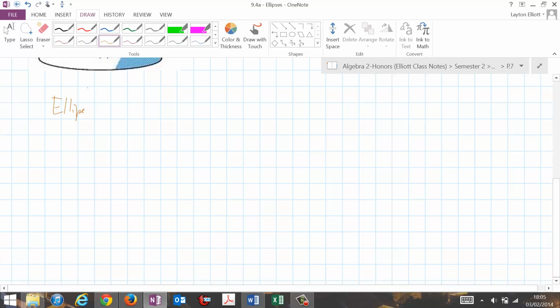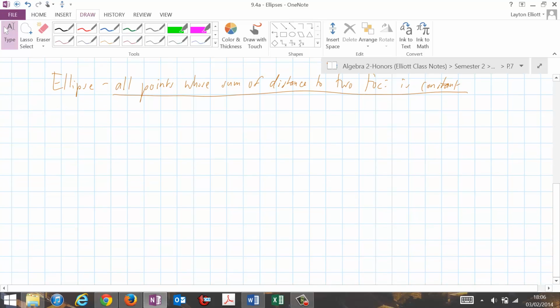An ellipse is all points whose sum of distance, and we'll explain what that means here in a bit, the sum of distance to two foci is constant. This is a definition you're going to have to know and be able to understand. So that starts with memorizing the definition.